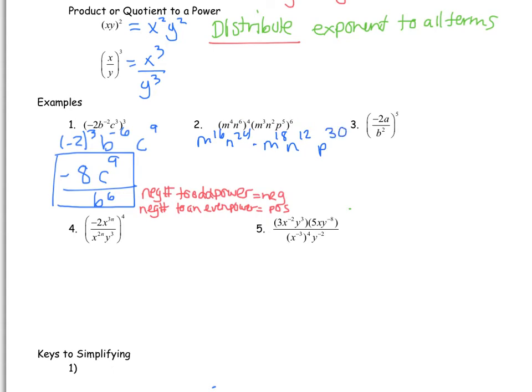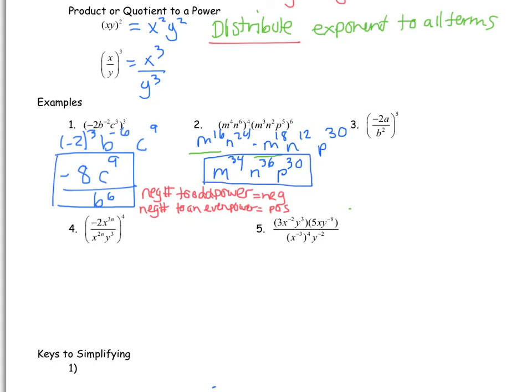Then I've got to combine my like terms. I'm multiplying here, so m to the 16th times m to the 18th becomes m to the 34th power. n to the 24th times n to the 12th power becomes n to the 36th power, and p stays just to the 30th power.